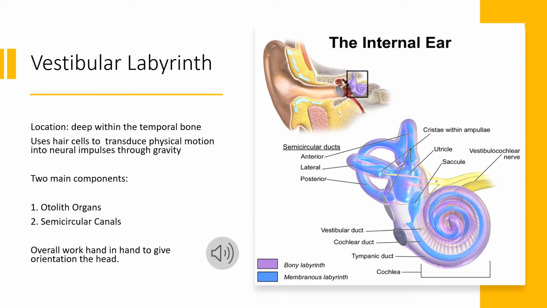The vestibular labyrinth is the main structure of the vestibular system. In a broad sense, it uses hair cells to transduce physical motion into neural impulses. This is from the effects of gravity, which coincides with translational and rotational movements of the head. It is located deep within the temporal bone and has an intimate relationship with the cochlea, in which they are actually joined. More importantly, it contains two main components, which I will go into in more detail. The first is the otolith organs, and the second is the semicircular canals. Overall, they work hand in hand to localize the head.